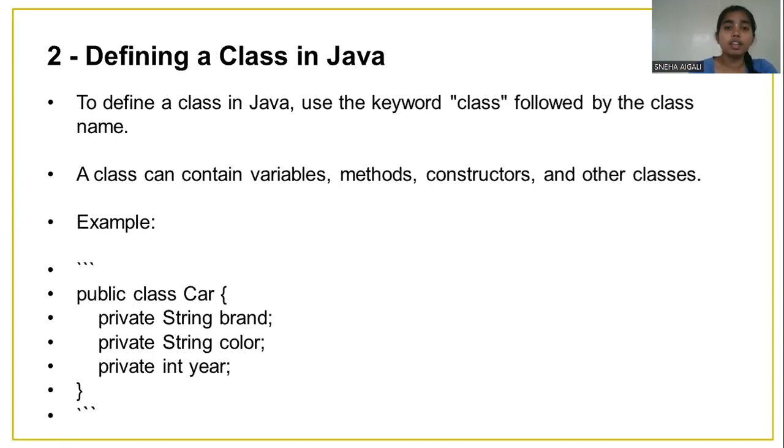To define a class in Java, we must use the keyword class, which is followed by the name of the class. What does class contain? It contains some variables, methods, constructors, and other classes. Here we have an example. We have declared or defined a class named car, which is public. In that, we have described some variables, which include brand, color, and year.